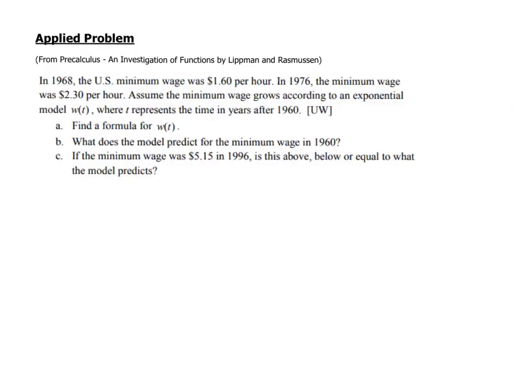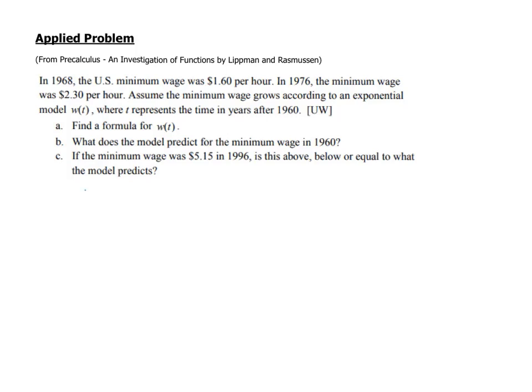The last thing we're going to do is look at an applied problem. In 1968, the U.S. minimum wage was $1.60 per hour, and in 1976, the minimum wage was $2.30 per hour. Assume the minimum wage grows according to an exponential model, W of t, and t represents time in years after 1960. We're supposed to find a formula for W of t.